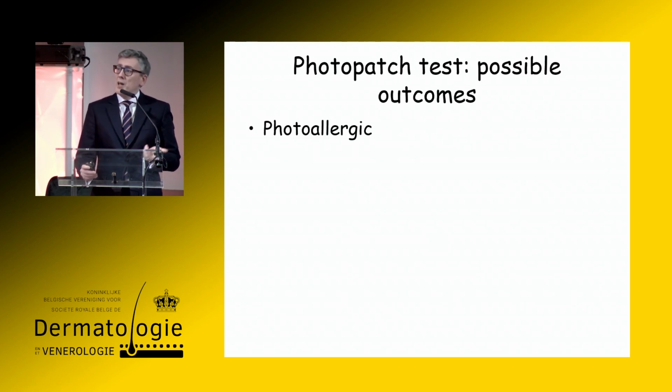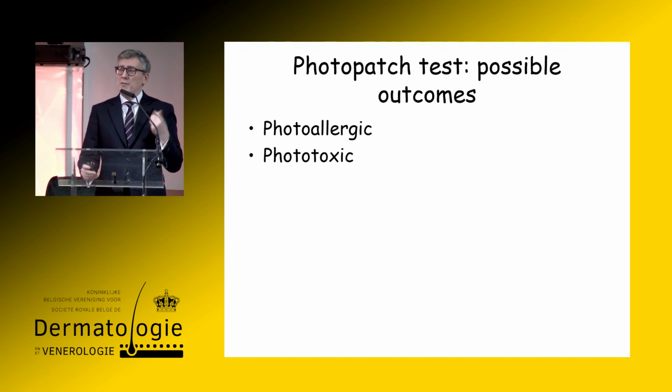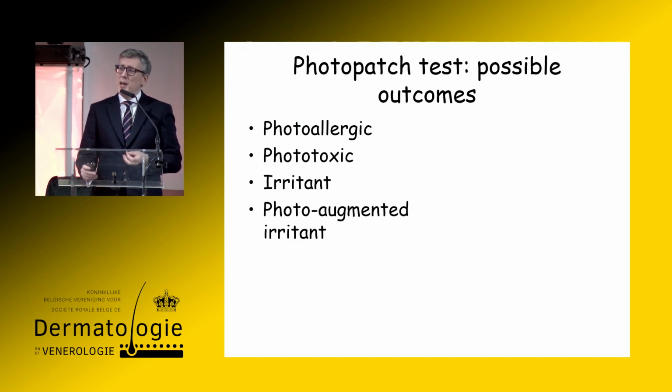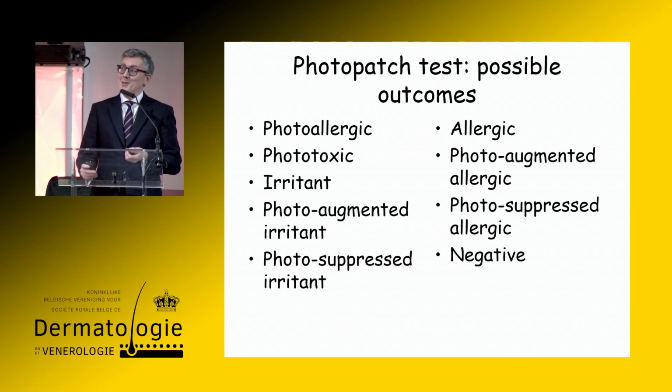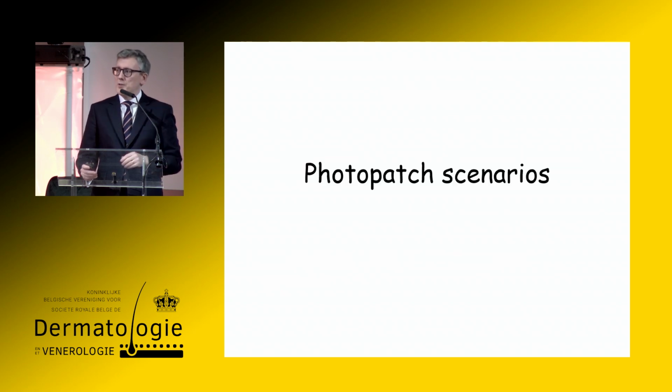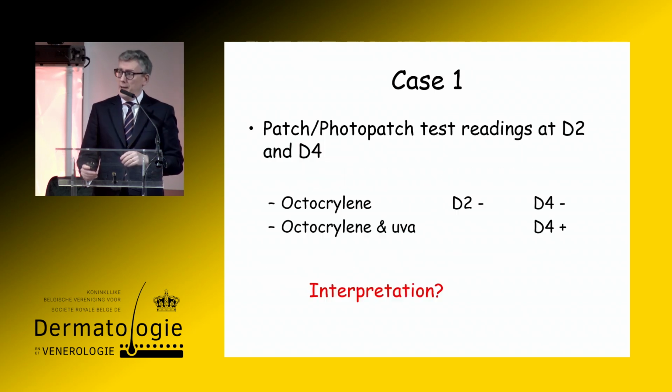Okay, so what sort of outcomes can we get? Well, there are lots of things. You can get photoallergy, you can get phototoxic, you can get an irritant response, you can get a photo-augmented irritant, you can get a photo-suppressed irritant, you can get an allergic one, you can get a photo-augmented allergic, you can get a photo-suppressed allergic, negative. So you can get a lot of things, but this is a bit too much detail, really. So we're going to look at this in the scenarios here now.